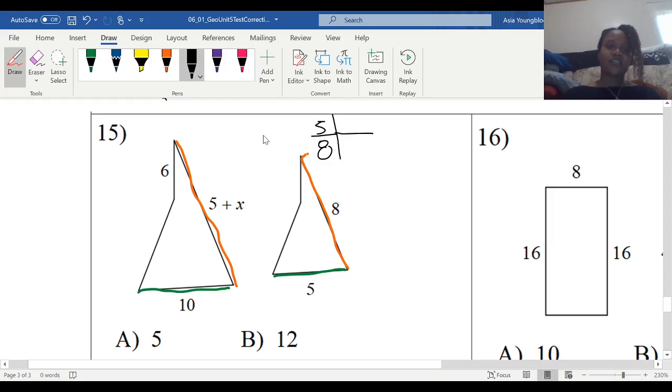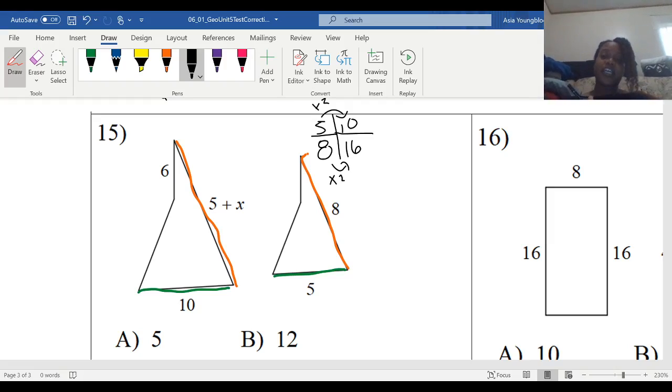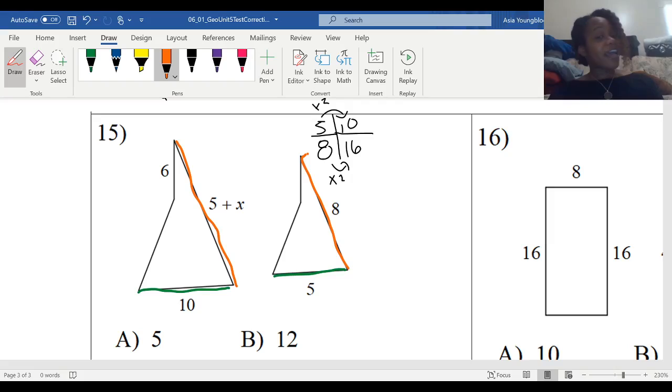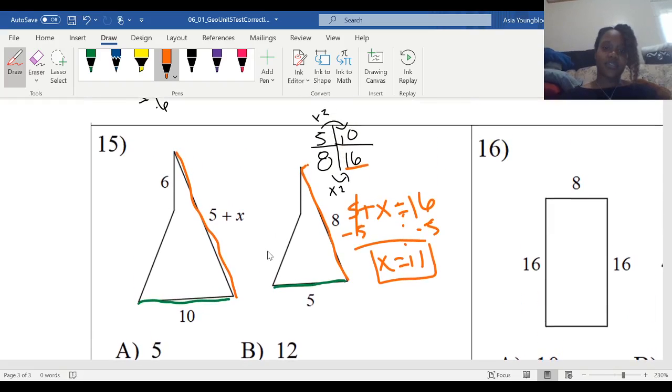So we know the 5 needs to go to 10. Well, to take 5 to 10, we can scale it up by a factor of 2. 5 times 2 gets us 10. 8 times 2 gets us 16. Because we need to ensure that we are scaling up by the same amount for all side lengths in this shape. So that means this side length here has to be 16. So instead of just saying x equals 16, we're going to say 5 plus x equals 16. Subtracting 5 from both sides shows us that x has to equal 11. So this answer for 15 is going to be C.